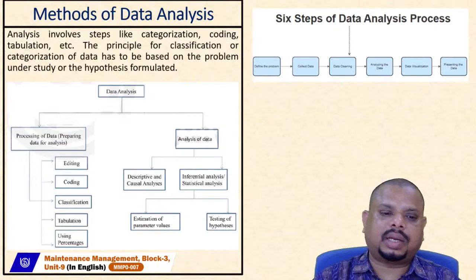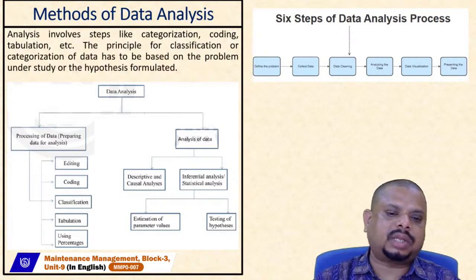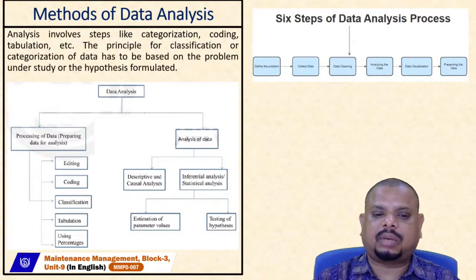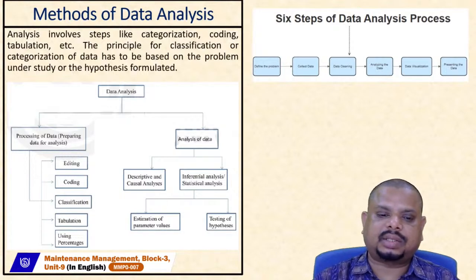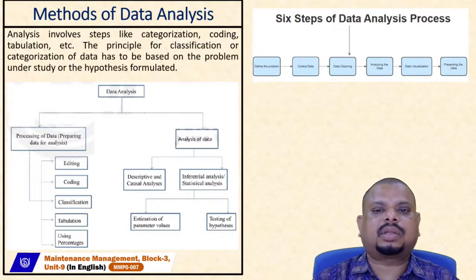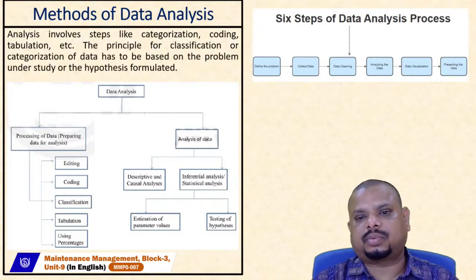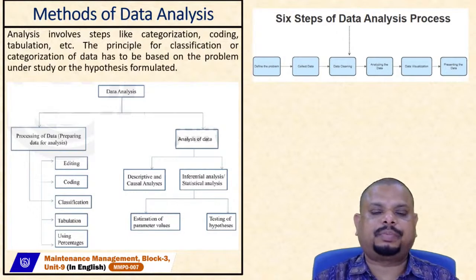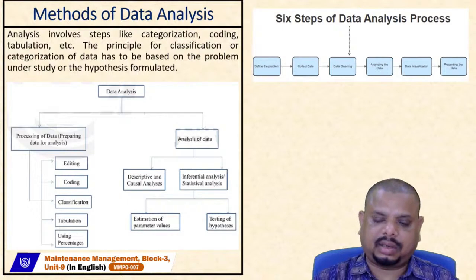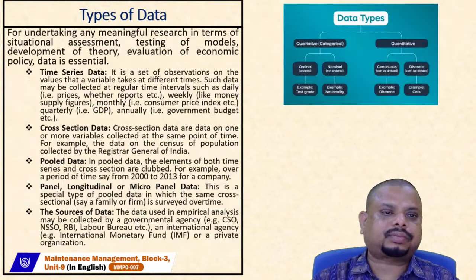On the other hand, we have also gone for analysis of data, that means descriptive analysis or causal analysis. And the second part is statistical analysis. Under statistical analysis, we go for estimation of different parameters and testing of hypotheses. We have also understood the different steps of the data analysis process, which include defining the problem, collecting the data, cleaning, analyzing the data, visualization, and presenting the data. Moving to the next one.